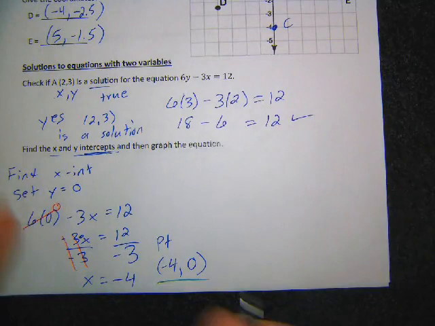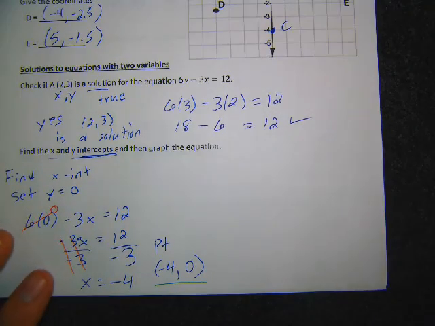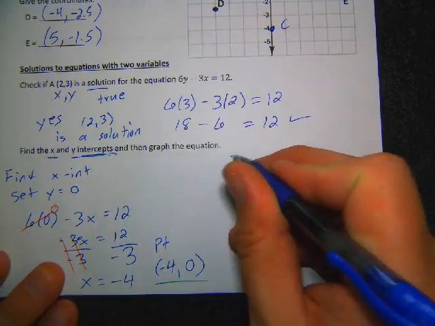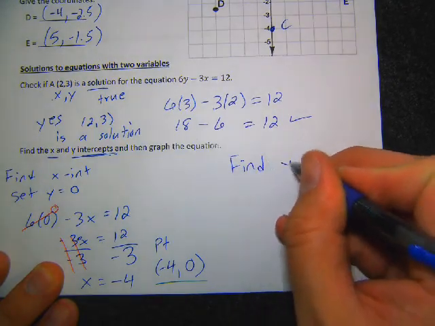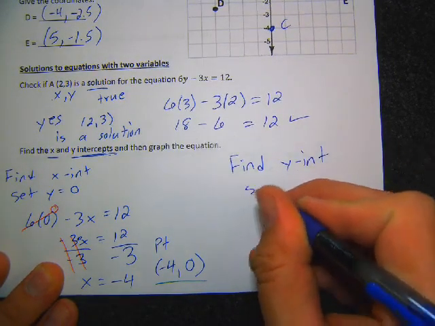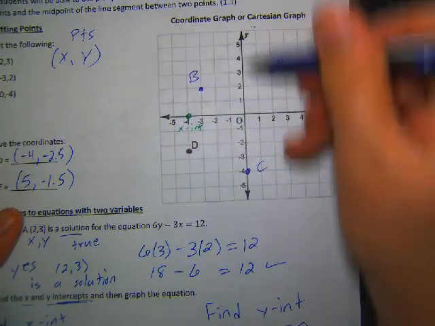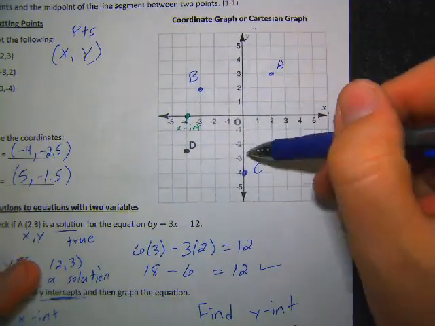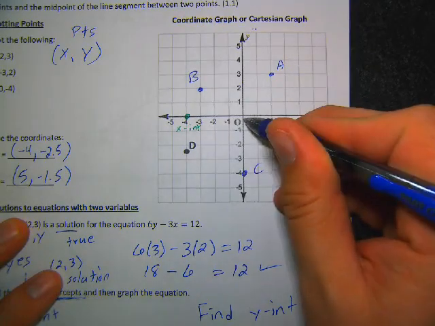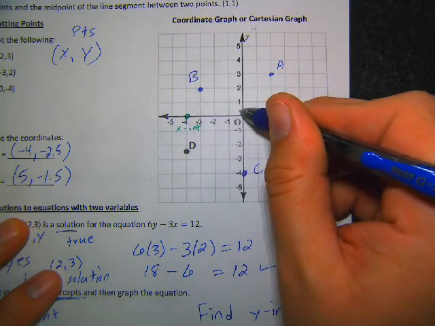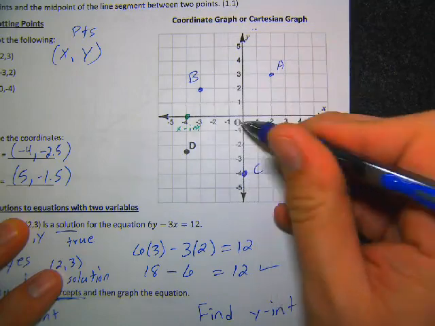Okay, let's find the y-intercept. Now to find the y-intercept, we're going to set the x equal to 0. So to find the y-intercept, we set x equals 0. That means if we're on this y-axis, the middle line that goes up and down, we need our x value to be 0 because that puts us in the middle horizontally. So the y-intercepts are always going to have an x of 0.